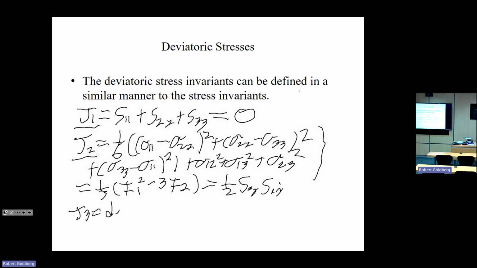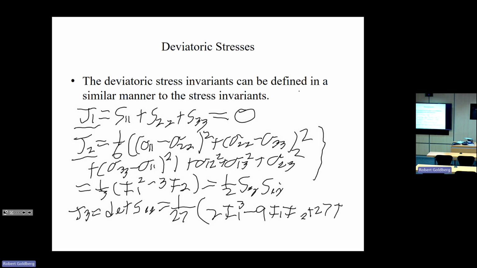And then finally, J3 is equal to the determinant of the deviatoric stress tensor, which if you do all the math and group things into invariants, is equal to 2 times I1 cubed minus 9 times I1 times I2 plus 27 times I3. So these are the definitions of the invariants of the deviatoric stress tensor. And like I said, J2 is one that's very important because it's directly related to the von Mises stress.